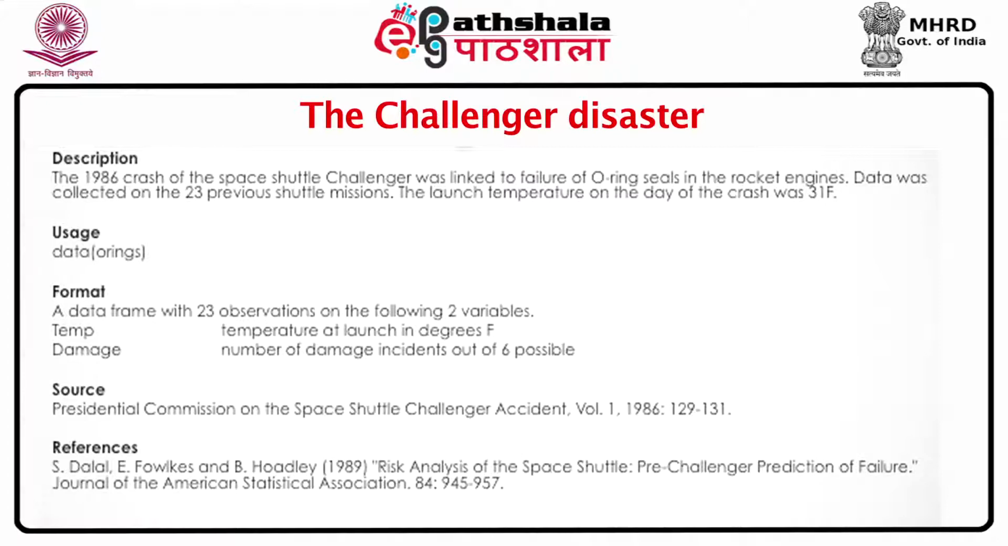The first is temperature, which is the temperature at the time of launch measured in degrees Fahrenheit. And the second variable is damage, which is the number of damage incidents out of 6 possible. That is, it is the number of damaged O-rings out of the total 6. This dataset has been discussed in detail in a JASA paper by Dalal, Fowles and Hoadley called The Risk Analysis of the Space Shuttle. It has also been explored more in the Faraway library and the associated companion by Julian Faraway.